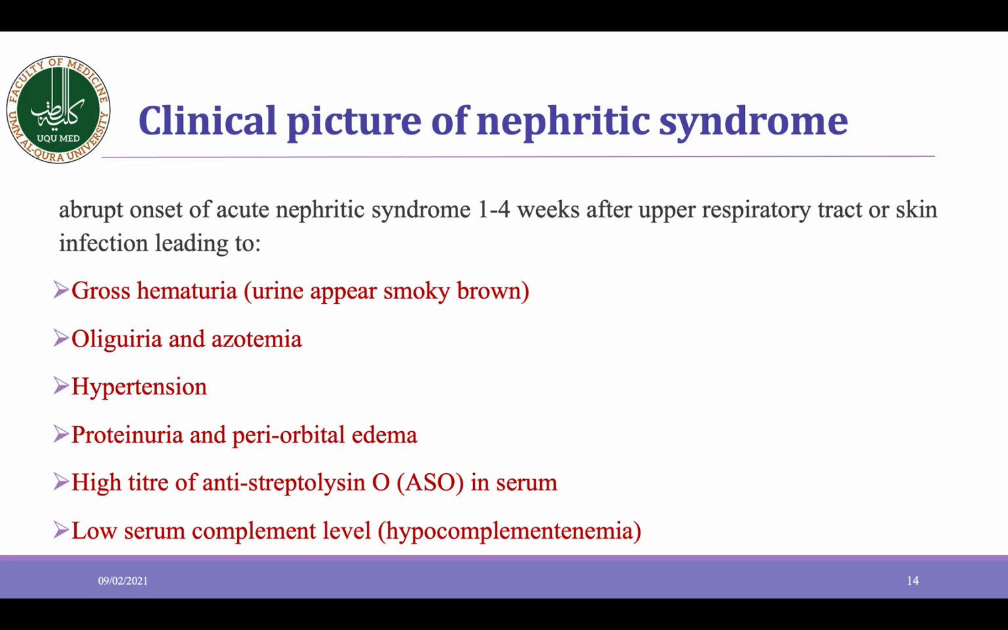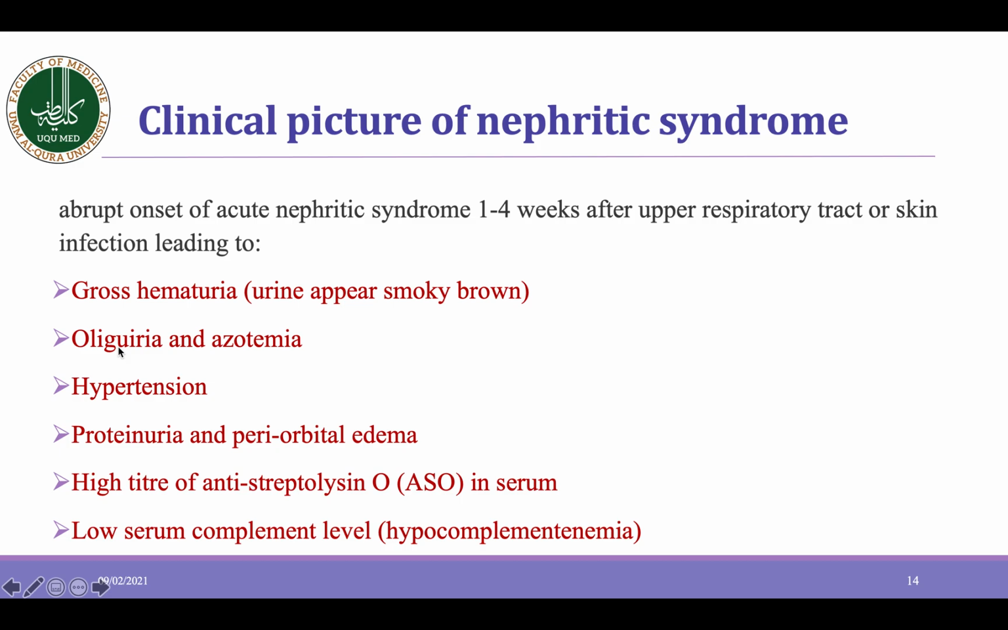This is the definition of nephritic syndrome. Nephritic syndrome, usually abrupt onset of acute nephritic syndrome, 1 to 4 weeks after upper respiratory tract infection. This is not the definition, sorry. This is just the case scenario, going back to describe the case we just read. But what are the features of nephritic syndrome? The first feature is gross hematuria. So usually the patient or the child's parents notice that there is blood in the urine.